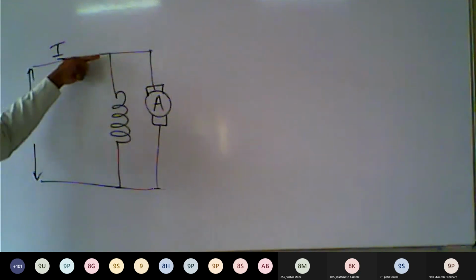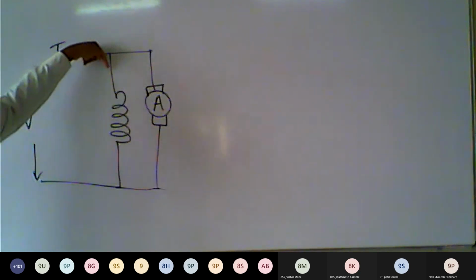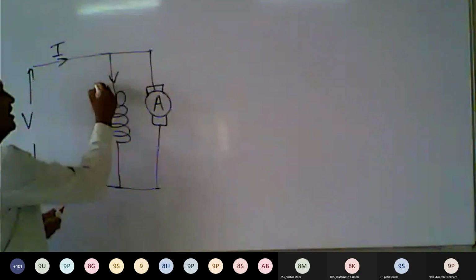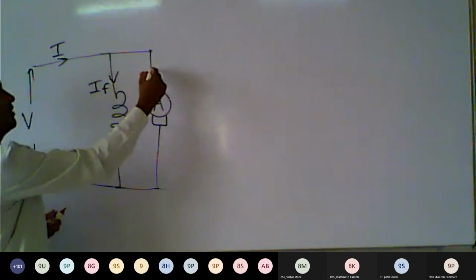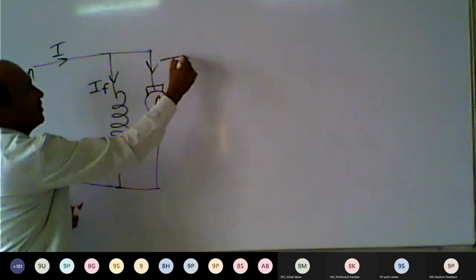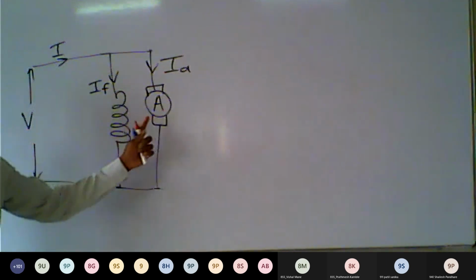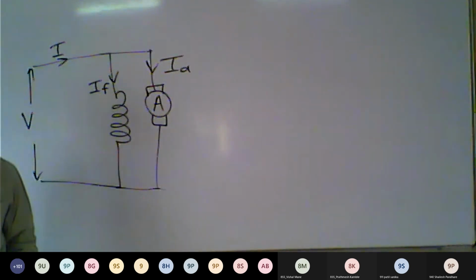Some amount of current will go through the field winding. This current is called the field winding current, and some amount of current will go through the armature winding. This is called the armature winding current. So the current will divide. This is called a parallel connection. The field winding and armature winding are connected in parallel, so this is called a shunt DC motor.